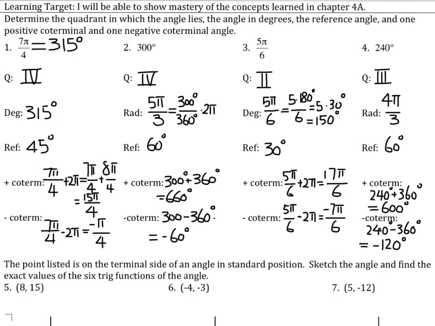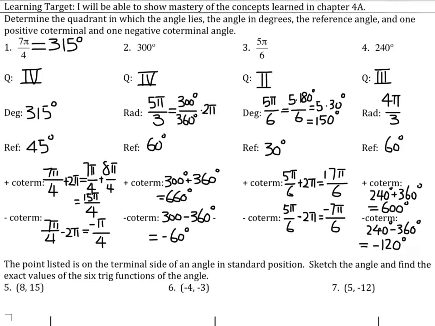Number 1, 7 pi over 4. In which quadrant will you find this angle? I like to use degrees to tell me where it lies, since I'm not so comfortable with radians. The easiest way for me to do this is 7 times pi, and I ask you to replace pi with 180. 7 times 180 divided by 4, I have 315 degrees.